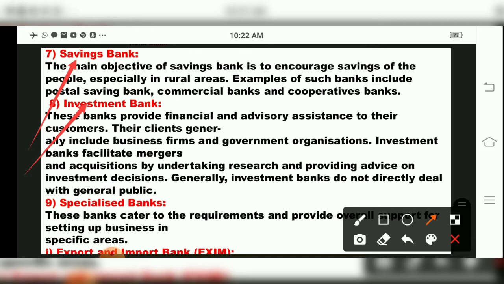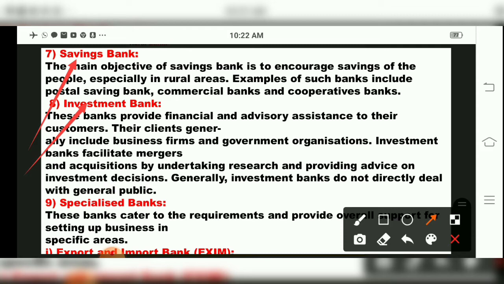So for an investment bank, what is the function we can see? These banks provide financial and advisory assistance to their customers. Their clients generally include business firms and government organizations. Investment banks facilitate mergers and acquisitions by undertaking research and providing advice on investment decisions. Generally, investment banks do not directly deal with the general public.